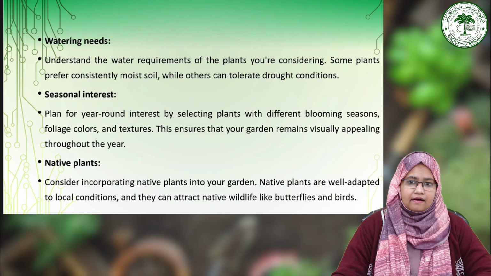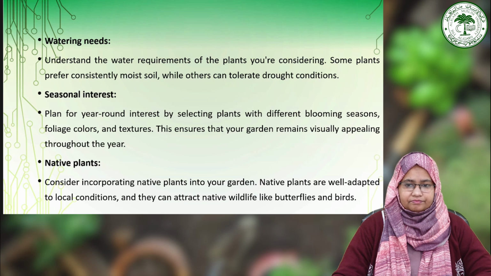Then, water needs. Understand the water requirements of the plants you are considering, because some plants prefer constantly moist soil while others can tolerate drought conditions. Then seasonal interest. Plan for year-round interest by selecting plants with different blooming seasons, foliage colors and textures. This ensures that your garden remains visually appealing throughout the year.